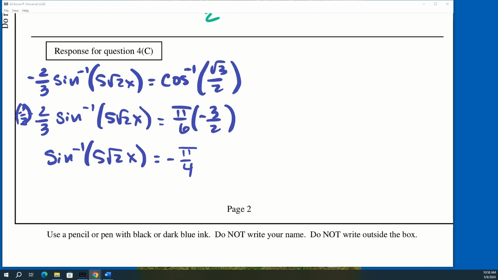All right, anybody remember what to do at this point? Yeah, change arcsine to sine. So if we have the arcsine of all this stuff equals negative pi over 4, that means that the sine of negative pi over 4 equals all that stuff.